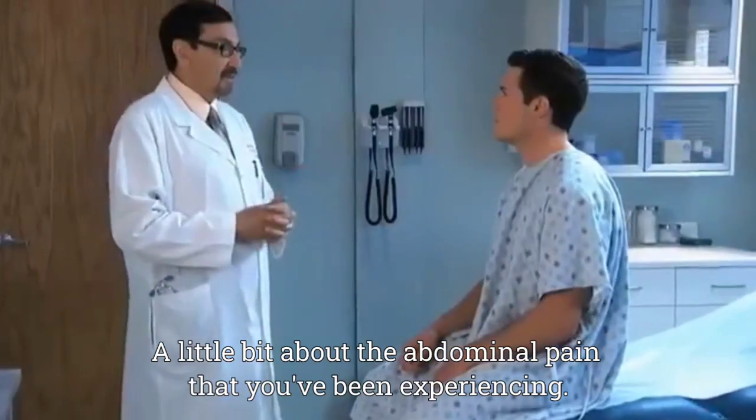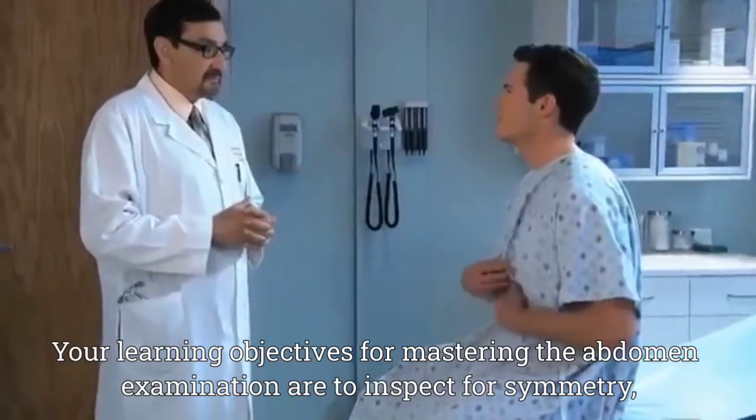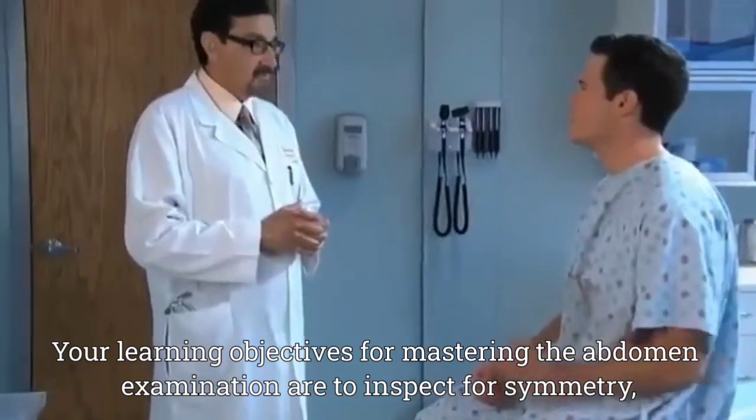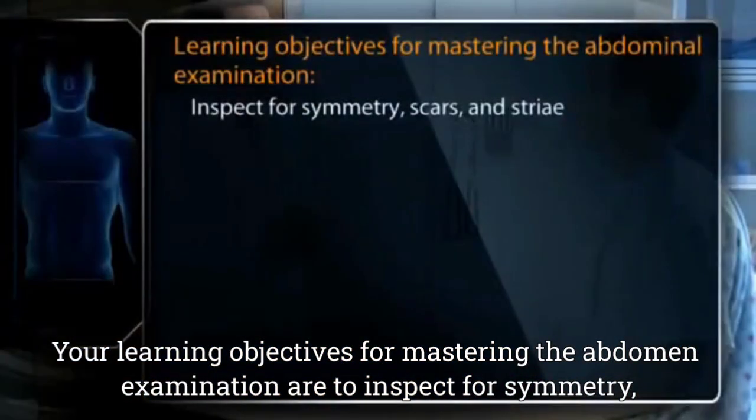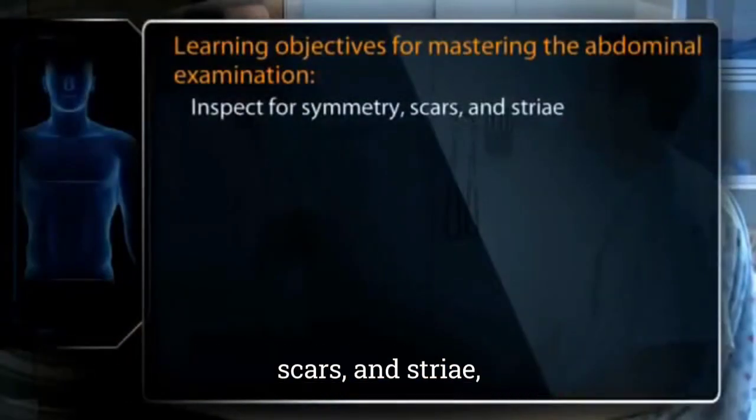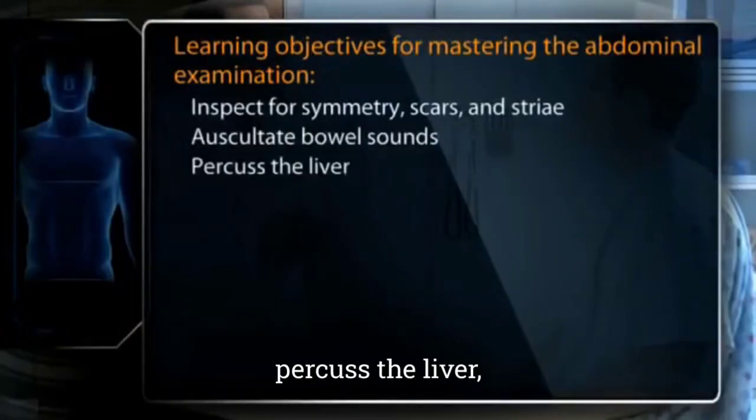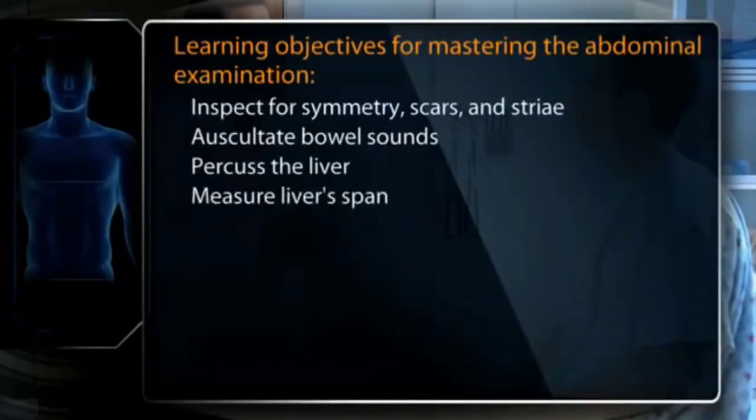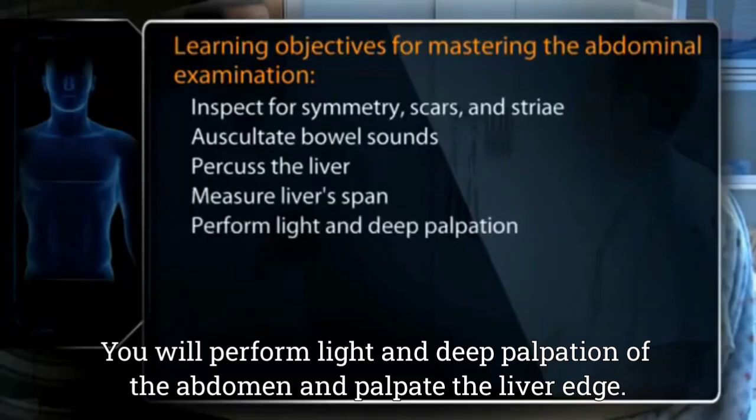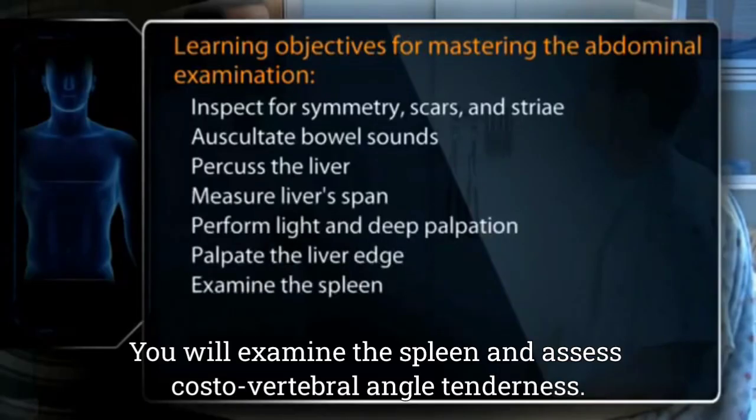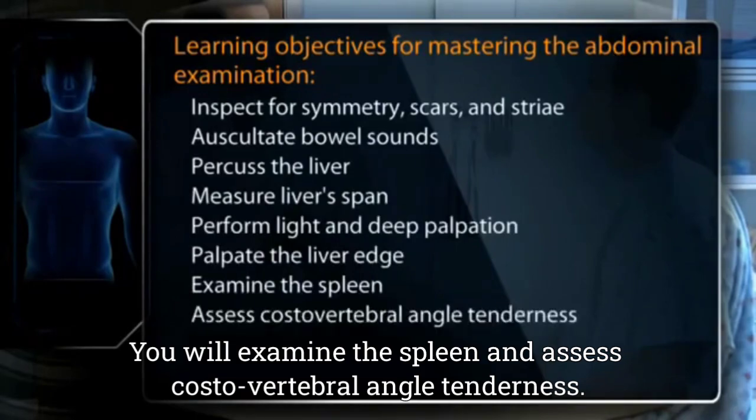Abdominal pain that you've been experiencing? Your learning objectives for mastering the abdomen examination are to inspect for symmetry, scars, and striae, to auscultate bowel sounds, percuss the liver, and measure its span. You will perform light and deep palpation of the abdomen and palpate the liver edge. You will examine the spleen and assess costovertebral angle tenderness.